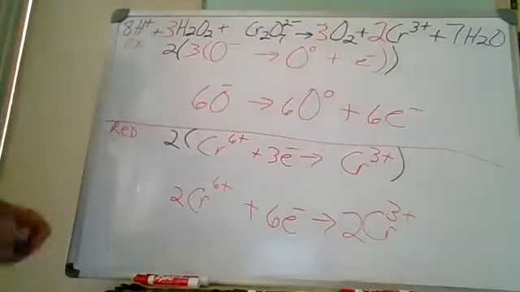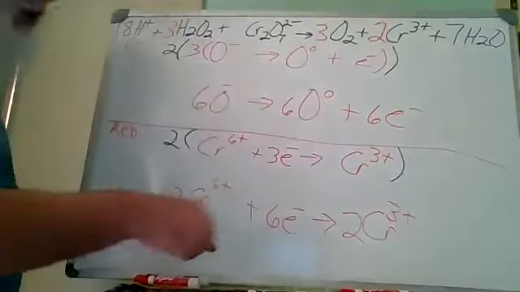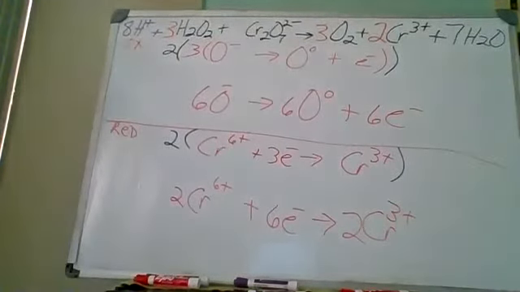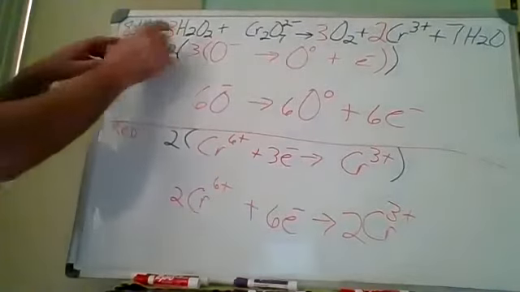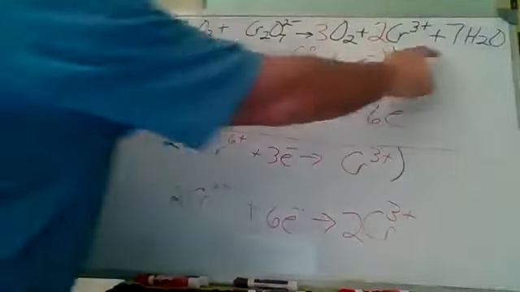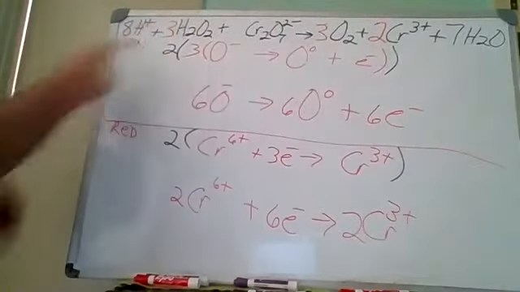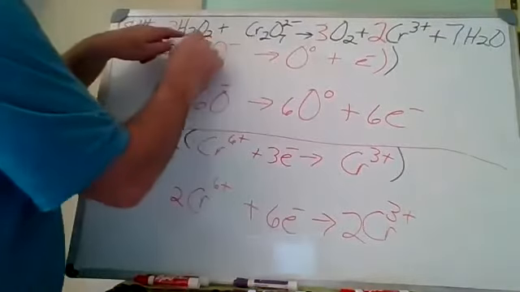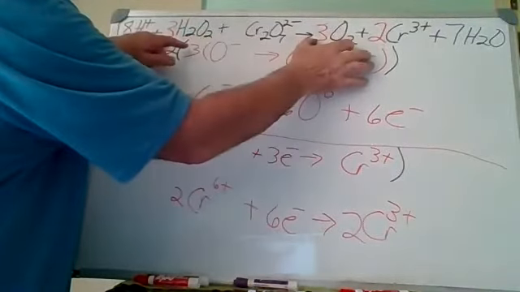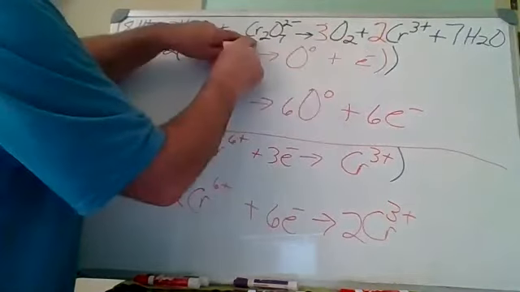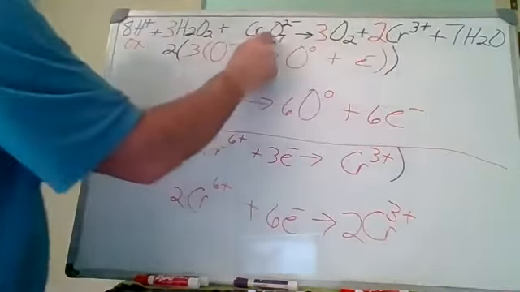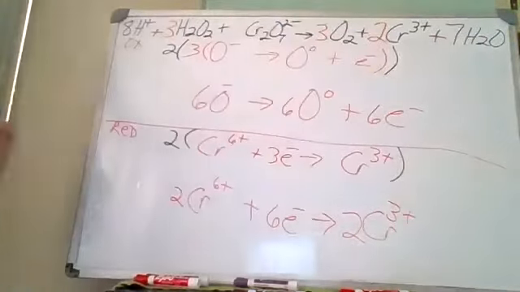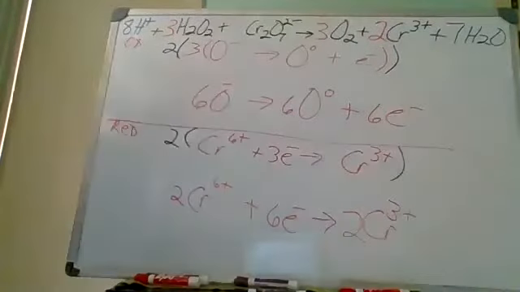So that should be our final form. But as always, we're going to go back and check everything. I have 8 hydrogens here and 6 there, so that's 14. 7 times 2 is 14 hydrogens. Here I have 3 times 2 is 6 oxygens that are being oxidized. Here are the 2 chromiums. Here are the 7 oxygens that were neither oxidized nor reduced. So we're all good there.